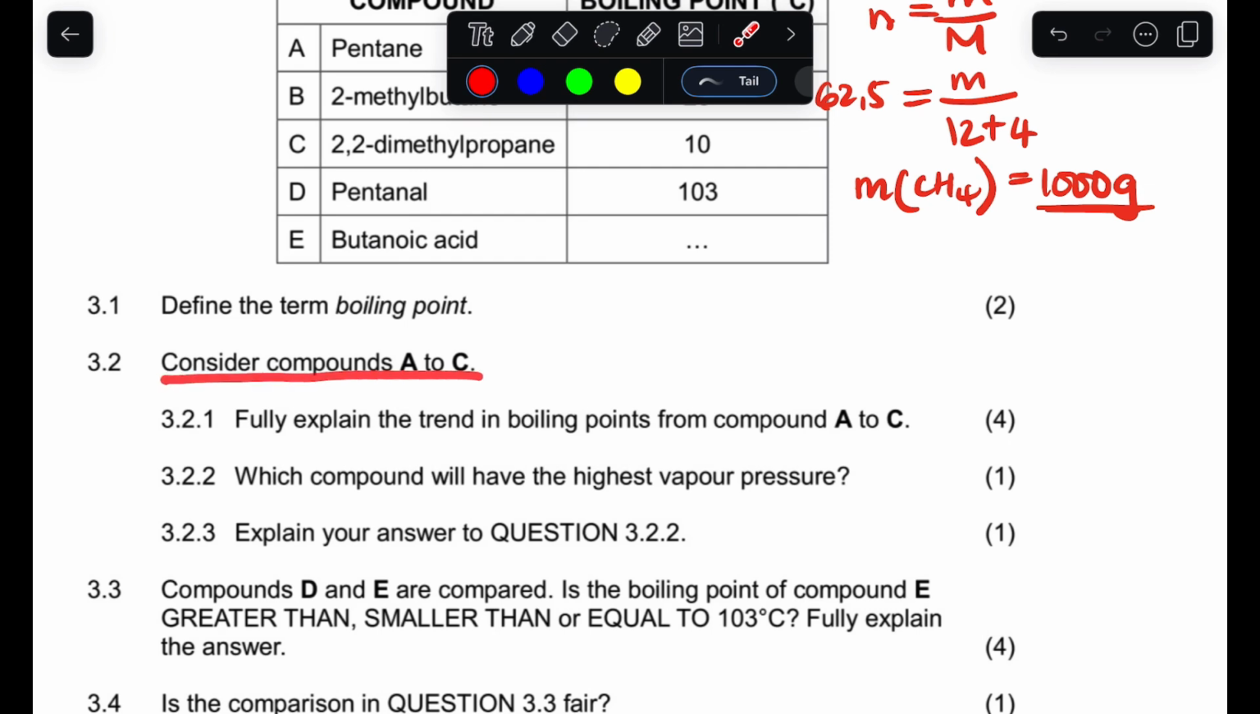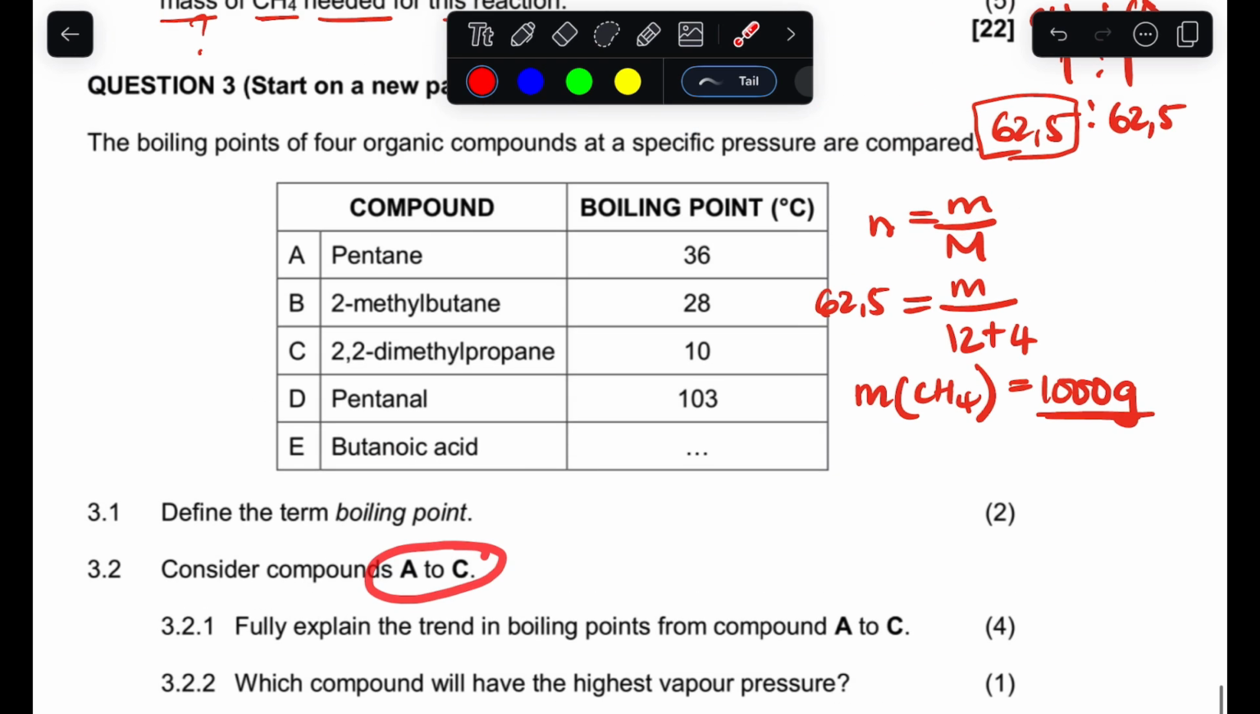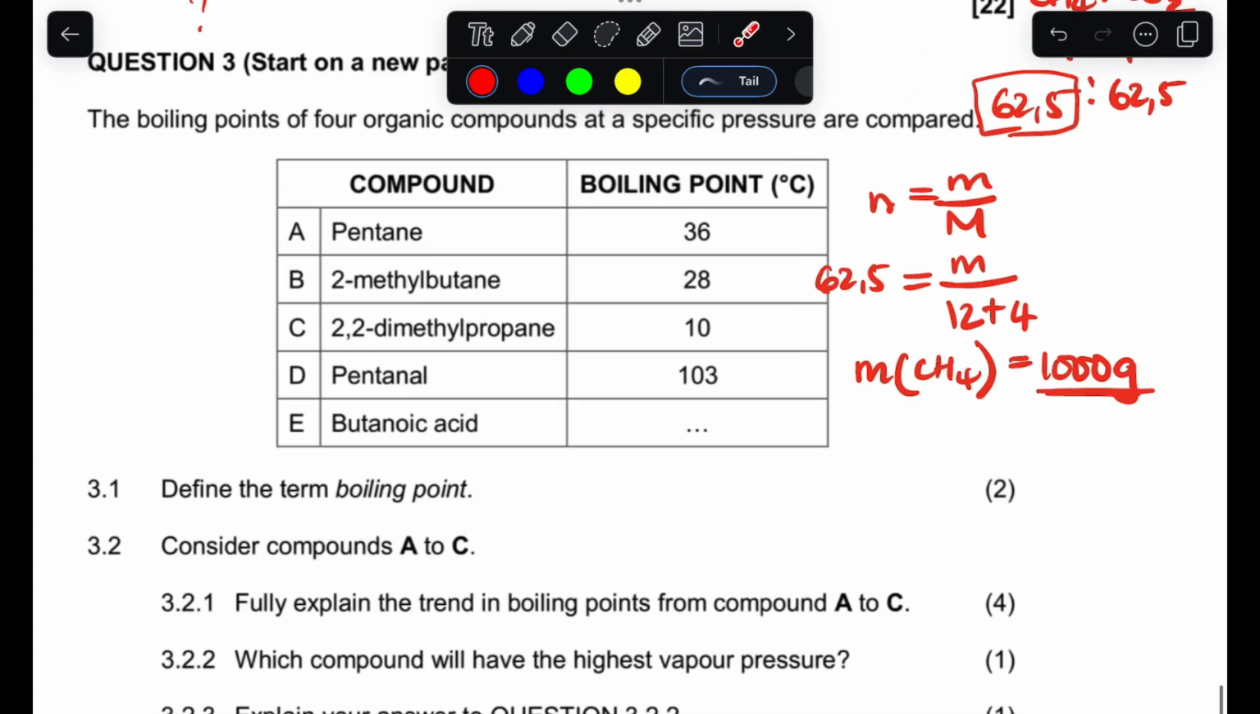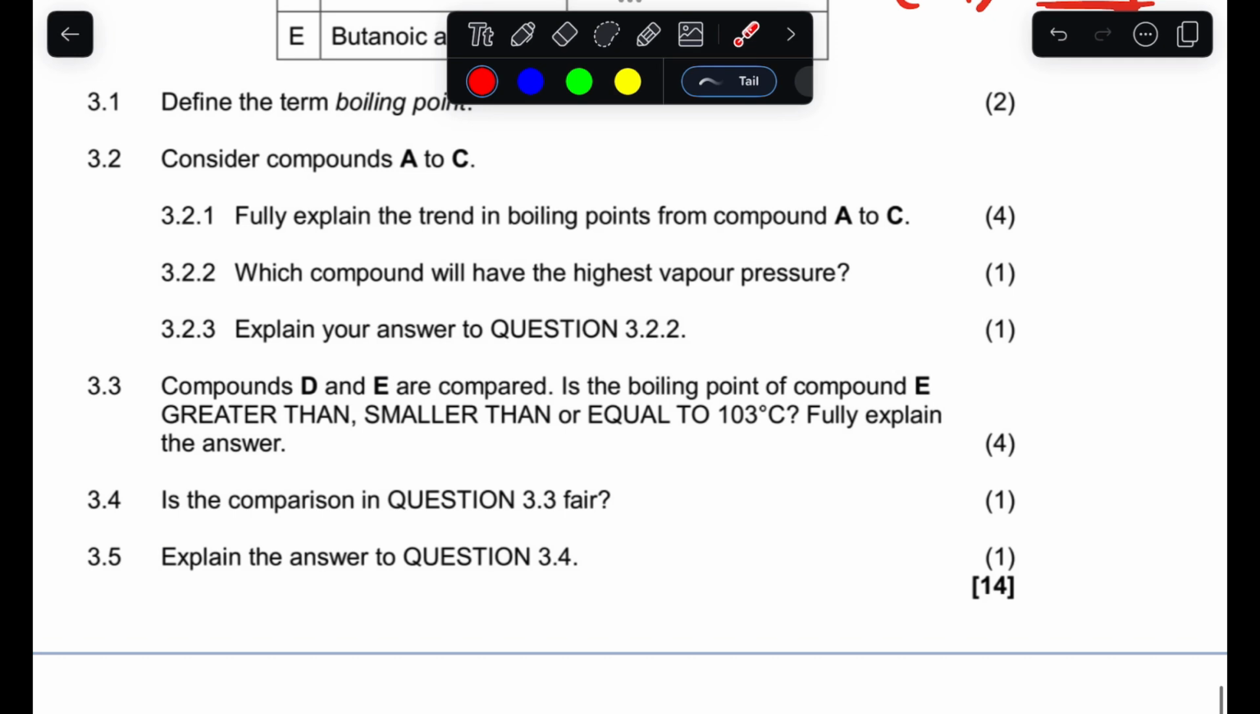Okay, right, it says consider compounds A to C. If you're looking at A to C here, we have alkanes, but they're becoming more branched, which is decreasing the surface area and decreasing the boiling point, as you can see there. The one with the strongest intermolecular force is that, followed by this, and the weakest is this one, right? You can see from the boiling points there. Now it says fully explain the trend of the boiling point from A to C, right? From A to C.